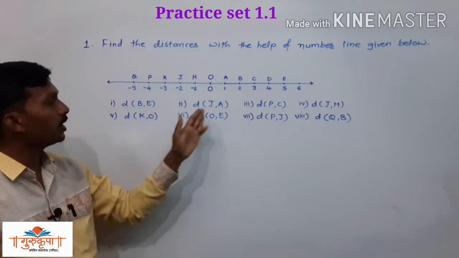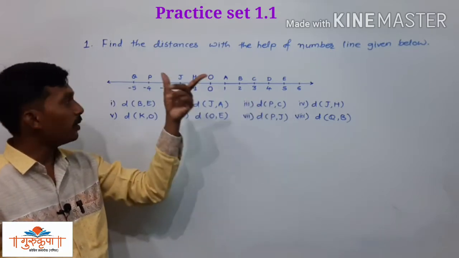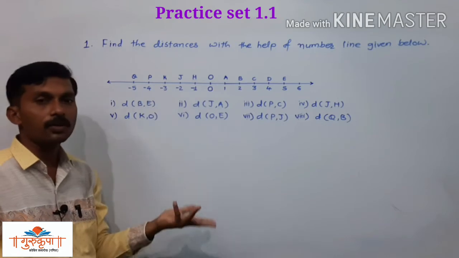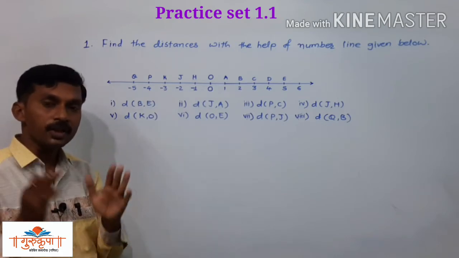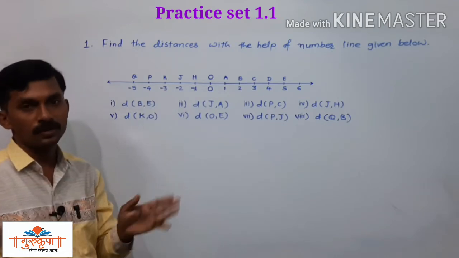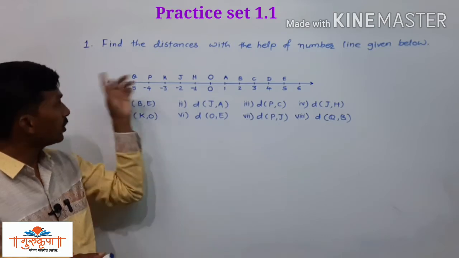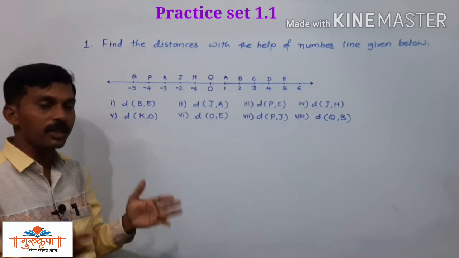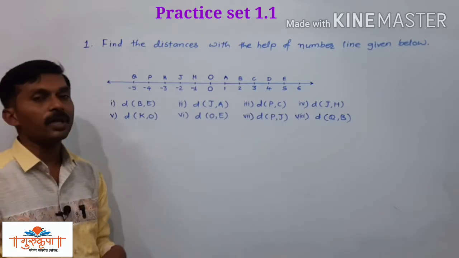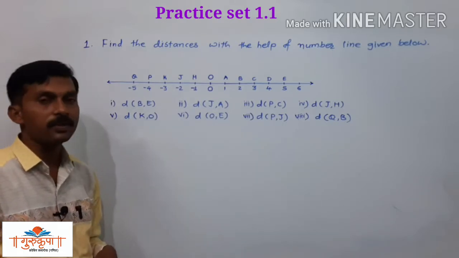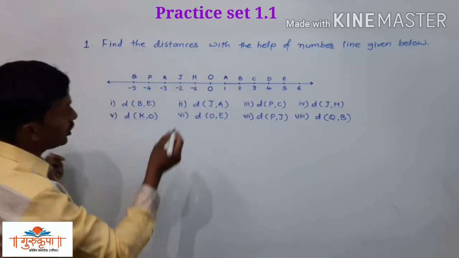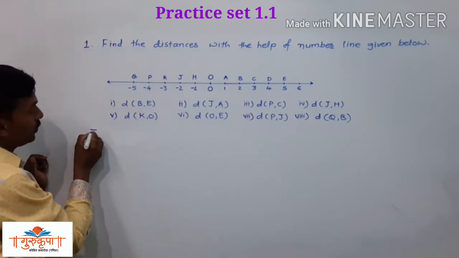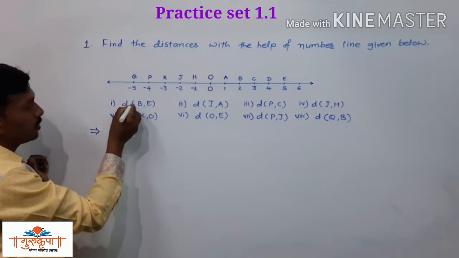Here we have 8 distances to find and we have to use the number line, which means we have to find the distances by observation only. By observation we can easily write each and every distance. So we will write the first distance, BE.